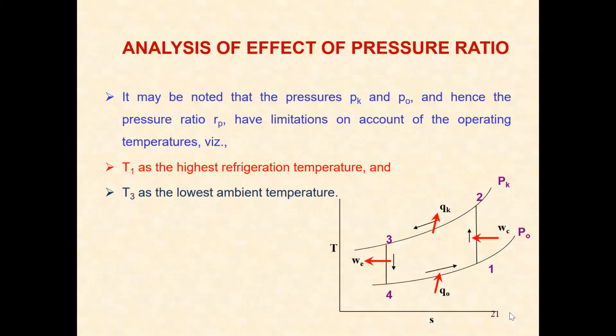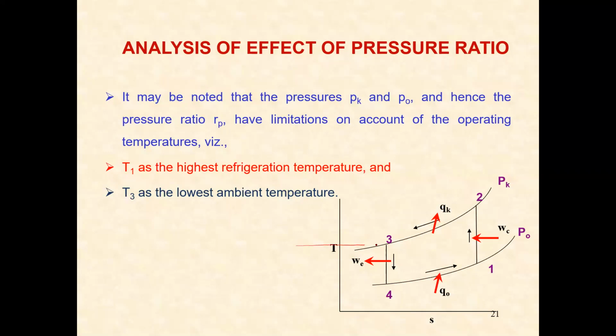So let us discuss the analysis of the effect of pressure ratio. It may be noted that the pressures Pk and P0, and hence the pressure ratio Rp, have limitations on account of operating temperatures, that is, T1 is the highest refrigeration temperature and T3 is the lowest, the ambient temperature. Lowest means it is basically the ambient temperature.